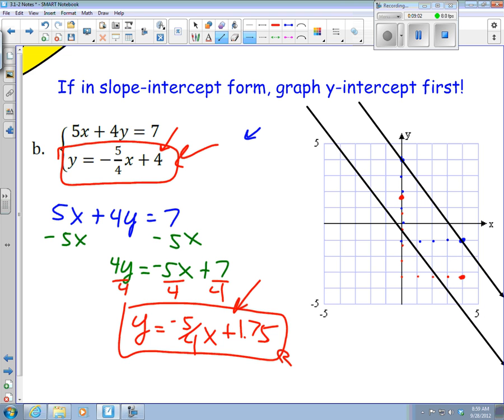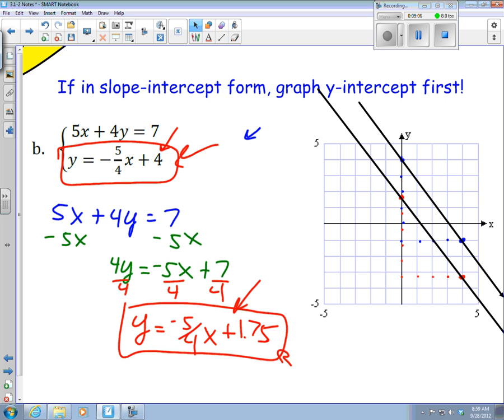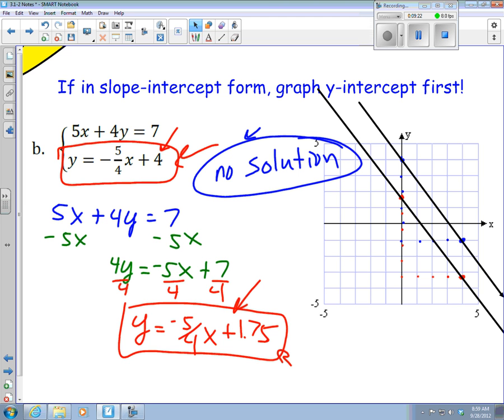Okay, let me see if I can line it up. There we go. You can see that the two lines are parallel. They have the same slope. They don't have the same y-intercept, so they're not the same line. This particular solution is going to be no solution. No solution. There's no point where the two intersect.